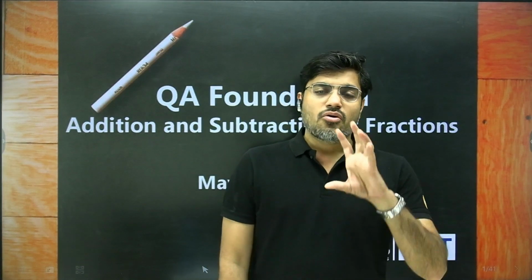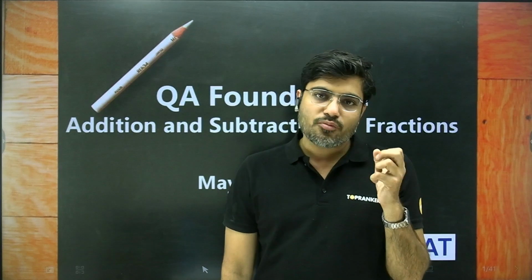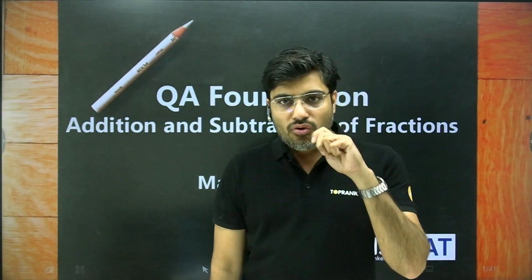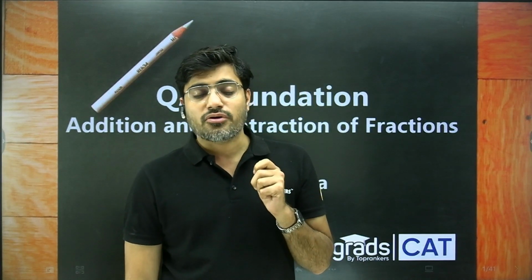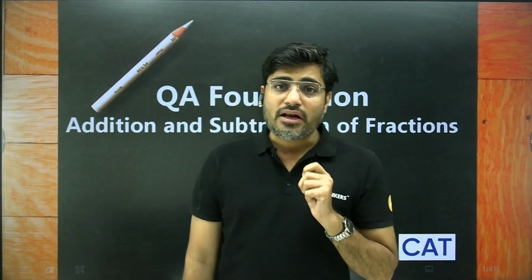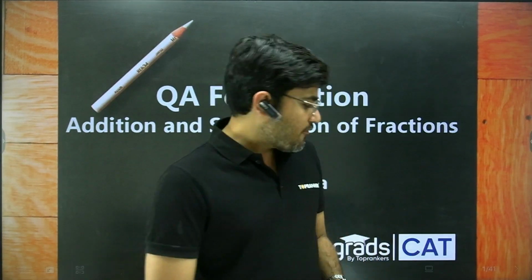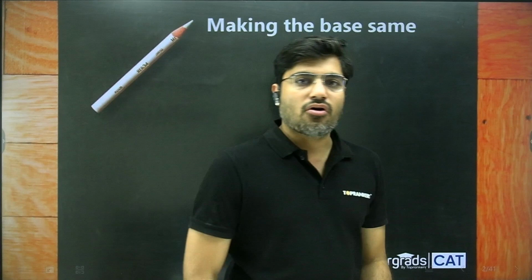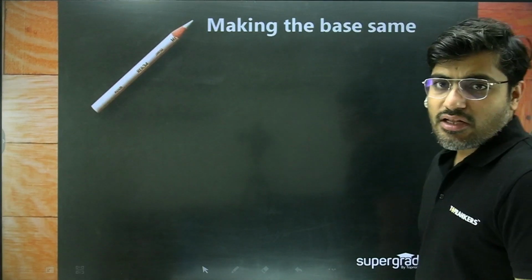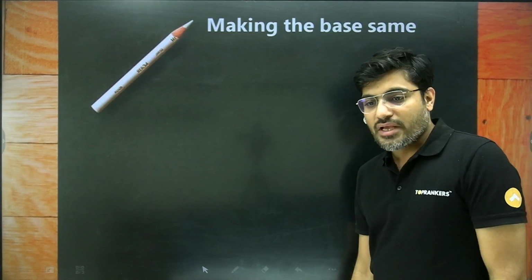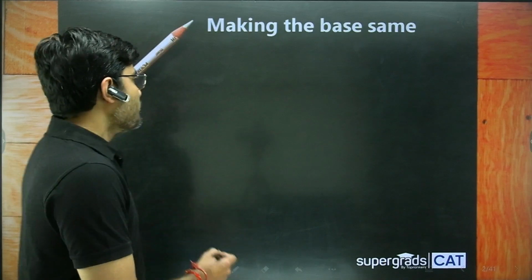Means a whole fruit was given to you, a mango was given to you, and you have been asked to part it into four pieces. So one piece out of the four pieces will be known as one fourth of the whole, or 1 by 4 as a fraction of the fruit. So when it comes to addition and subtraction of fractions, the main thing we need to keep in mind is making the base same.